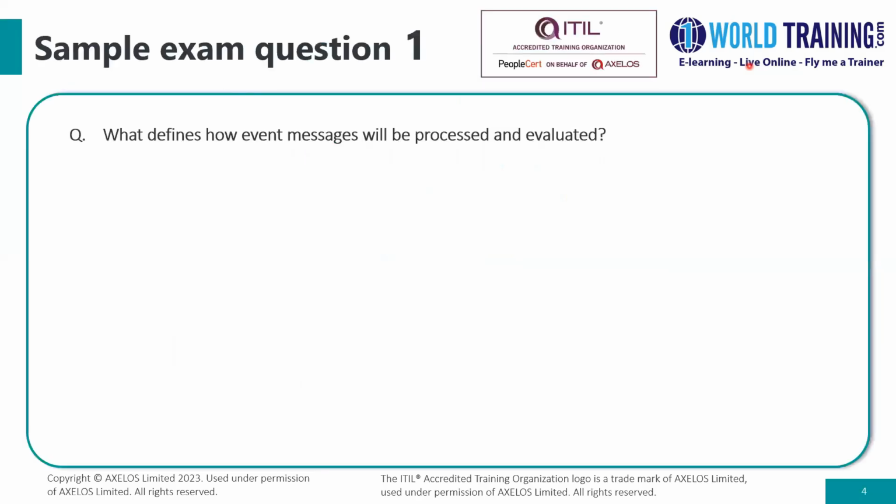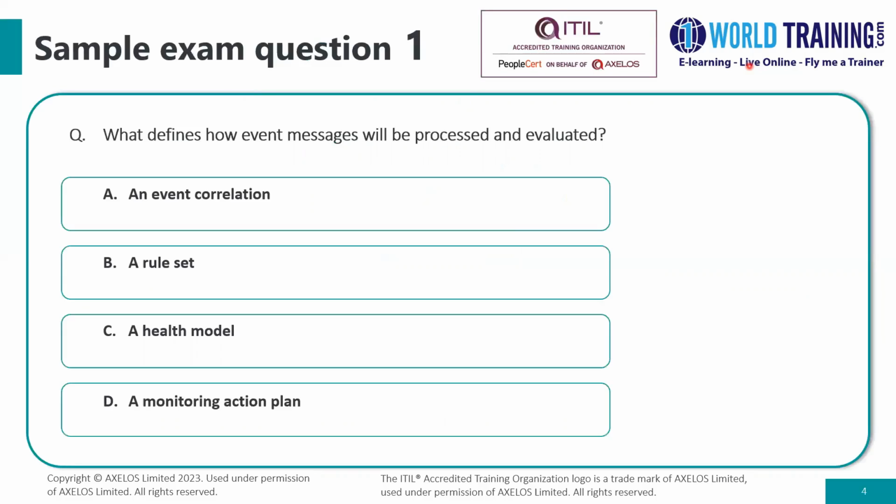So let's begin practicing the 20 questions. The first question: what defines how event management messages will be processed and evaluated? A, event correlation; B, a rule set; C, a health model; or D, a monitoring action plan. I will pause for a few moments for you to think before I explain the answer.